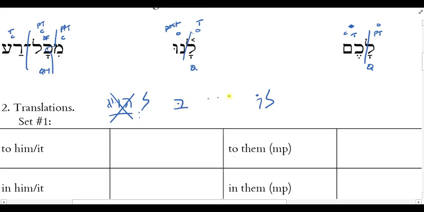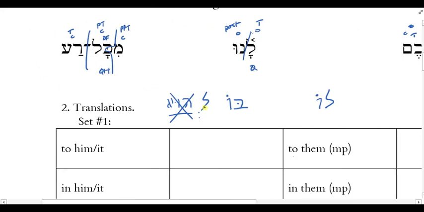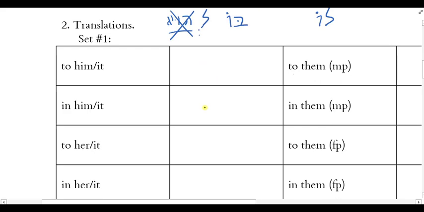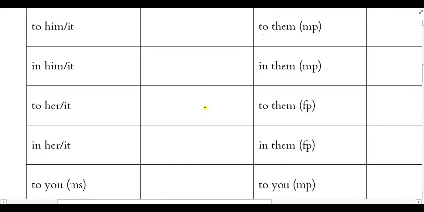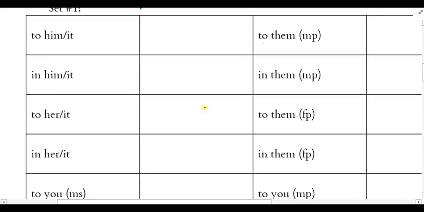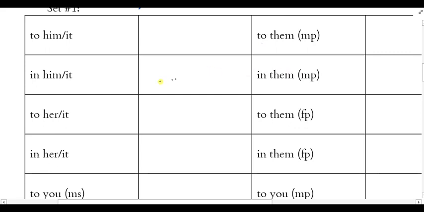And so if it were in him, the bet would take what for its pronoun? Take the bet, and what would be the pronoun for him? Same thing. So bo. So lo and bo. Okay? In him, to him. Bo. That's right. So here we're just going to be practicing how to say this. So how would we say to him or it if the it is masculine singular in Hebrew? So go ahead and write it down and then check and see if you got it right, okay?